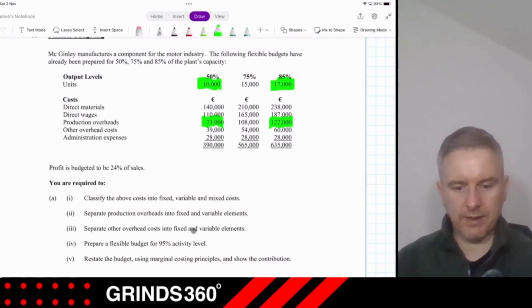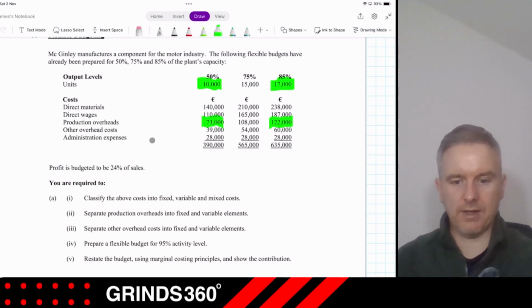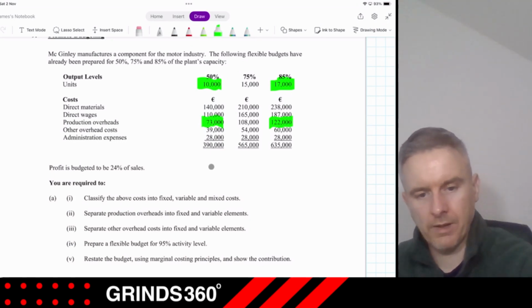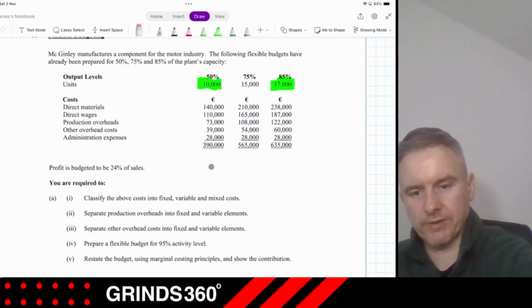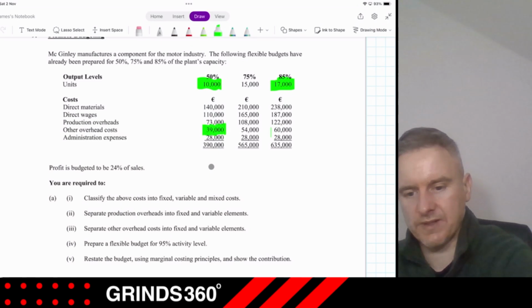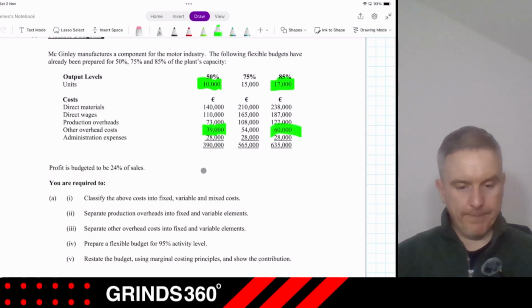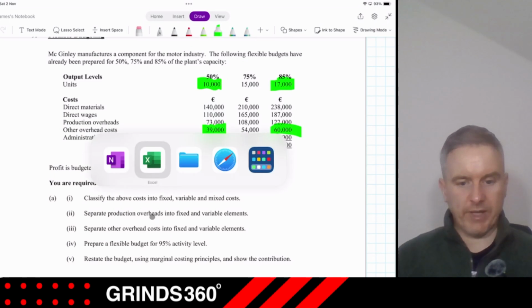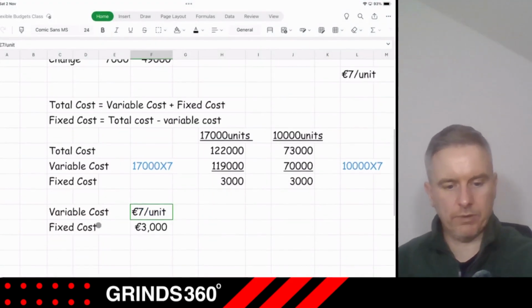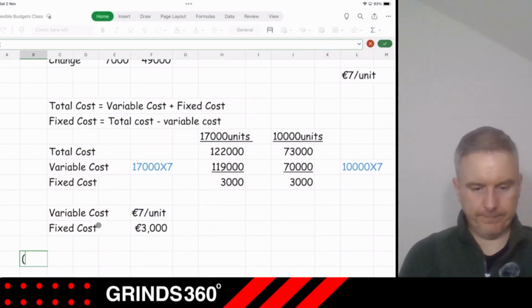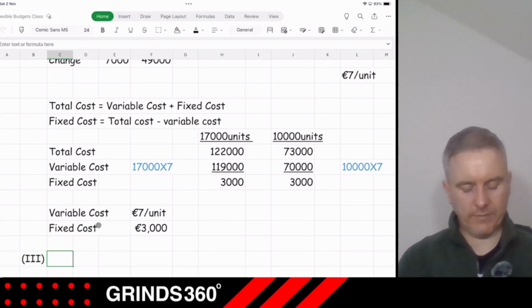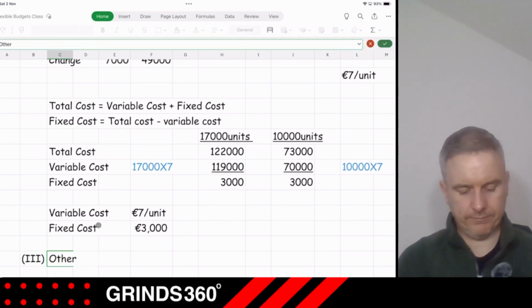Okay, so we're going to take the other overhead costs in, and we're going to change these. Now, obviously you can't rub out your highlighter, but I will do here just to make it clear for you. So the other overhead costs, 39 is your lowest, 60 is your highest, okay? So we have them marked. So we come along then and our setup again is going to be the exact same. So we're going to say, right, part 3 this time, and it's our other overheads.